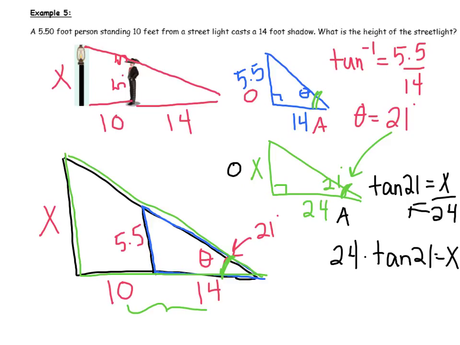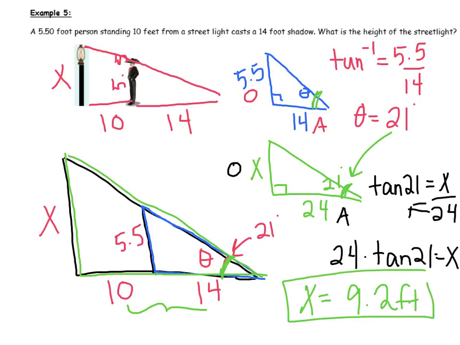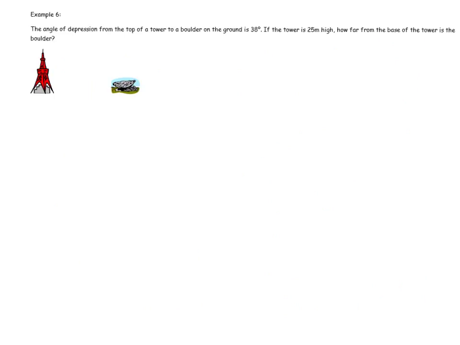So type that in the calculator to see what the height of the street light will be. Your answer after you plug it in will be x equals 9.2 feet, and that represents the height of the street light. So example 6, the angle of depression, we haven't done an example of the angle of depression yet, from the top of the tower to a boulder on the ground is 38 degrees. If the tower is 25 meters high, how far from the base of the tower is the boulder?